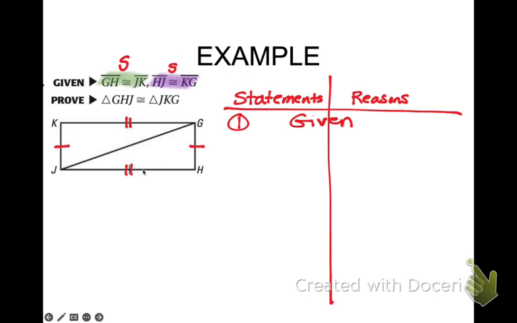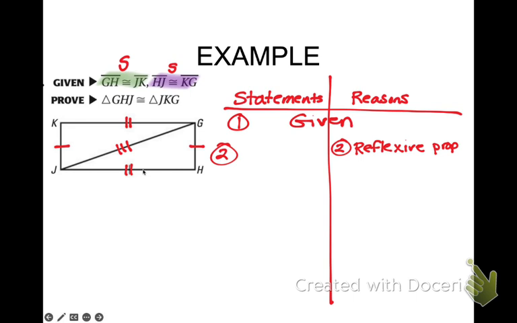Which means I only need how many more sets of congruent sides? 1. Where is it? In the middle. Straight down the middle. Because of which property? Reflexive tells us that something is congruent to itself. So, line 2. I'm going to put a reflexive property in here. Which means I'm going to say over here, my side that is congruent to itself.